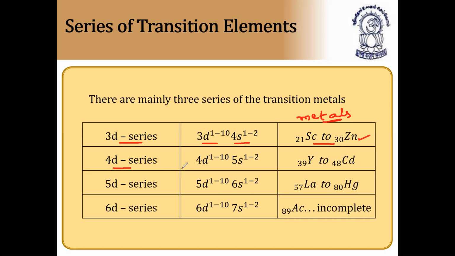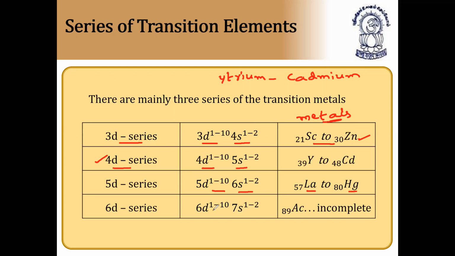And the 4d series, 4d 1 to 10, 5s 1 or 2, is yttrium to cadmium. Y means yttrium, Cd means cadmium. That constitutes the 4d series elements. In total it is 10 elements. And the 5d series elements have 5d 1 to 10, 6s 1 or 2, lanthanum to mercury. La means lanthanum, and Hg means mercury.